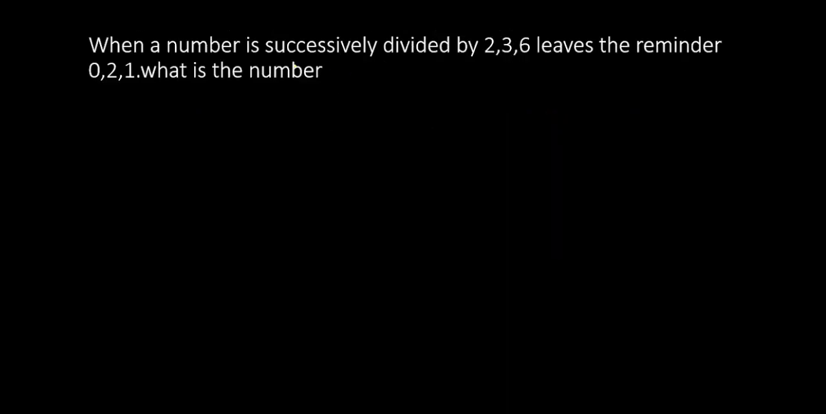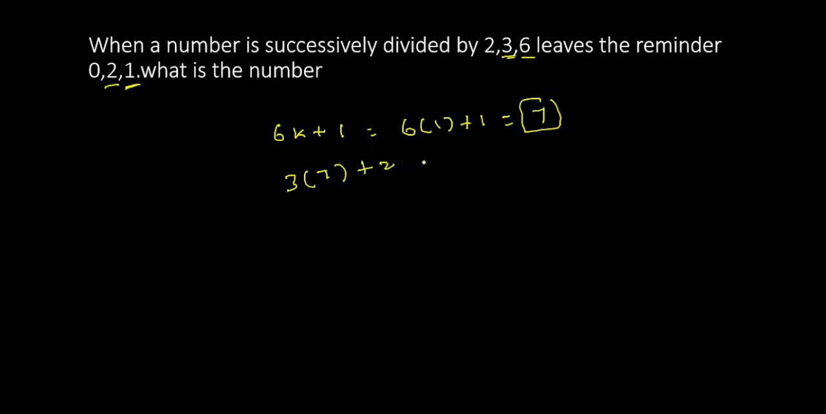Now again, we have a problem on the same pattern. When a number is successively divided by 2, 3, 6, it leaves the remainders 0, 2, 1. What is the number? As usual, you take the biggest divisor. Biggest divisor is 6k plus, and the remainder when you divide by 6 is 1. Now substitute k equal to 1. So 6 plus 1 becomes 7. Next number is 3. When you divide it, you get 2 as a remainder. So take this 3 and the number 7. So 3 into 7 plus 2. 3 into 7 is 21. 21 plus 2 is 23.